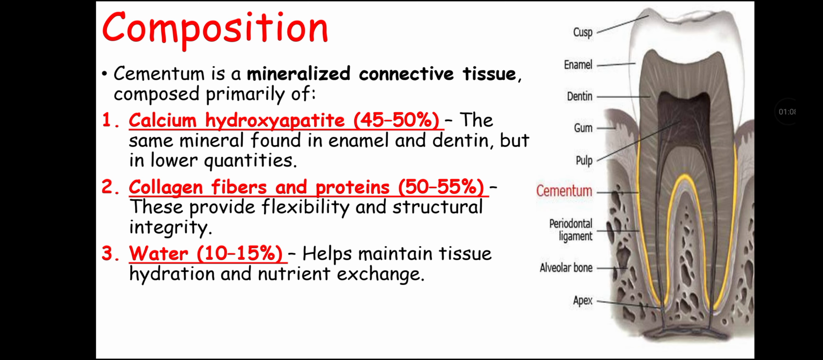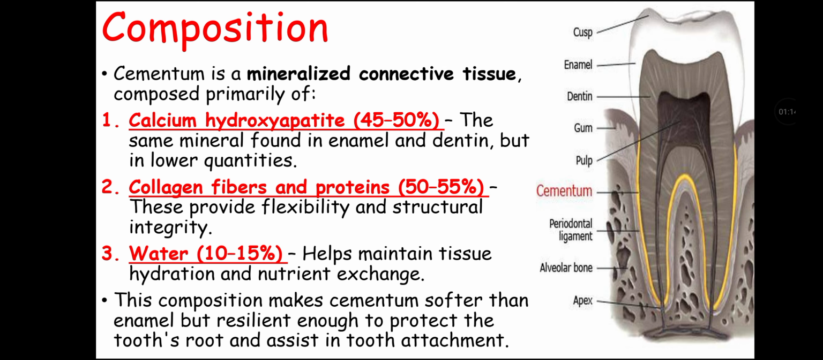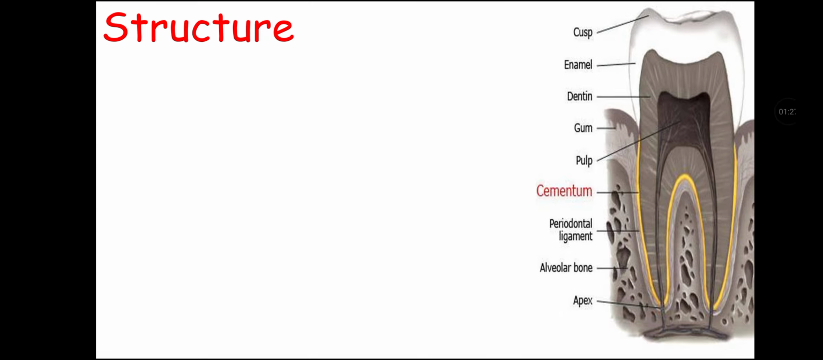Next we have water, that is about 10 to 15% of cementum, and it helps maintain tissue hydration and nutrient exchange. This composition makes cementum softer than enamel because of the less calcium hydroxybutyrate, but resilient enough to protect the tooth root and assist in tooth attachment.